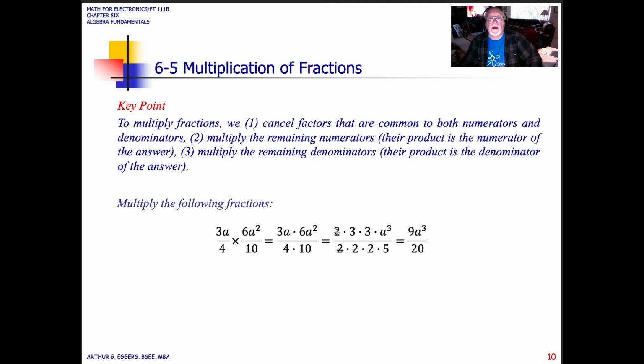Okay, so we end up with 2 times 3 times 3 times a cubed, over 2 times 2 times 2 times 5, and we end up with a set of 2's in the numerator and the denominator that cancel. We end up with 9a cubed over 20.